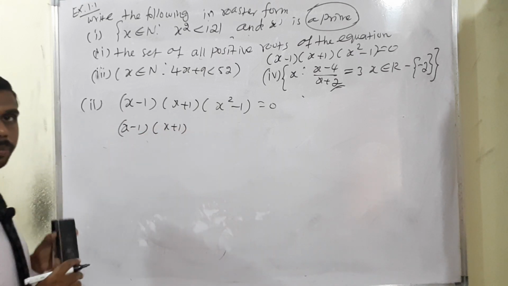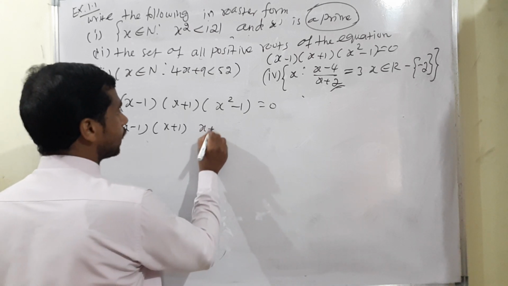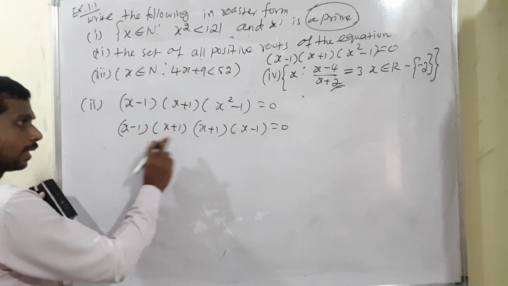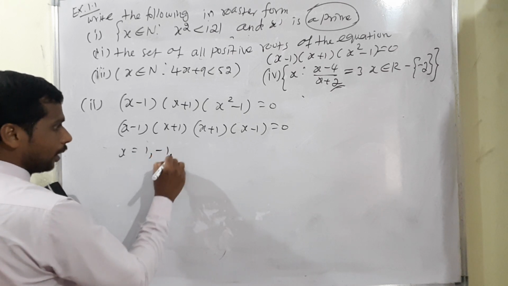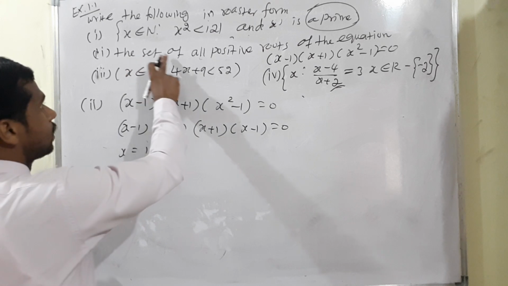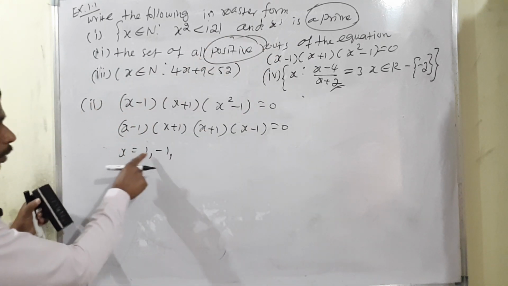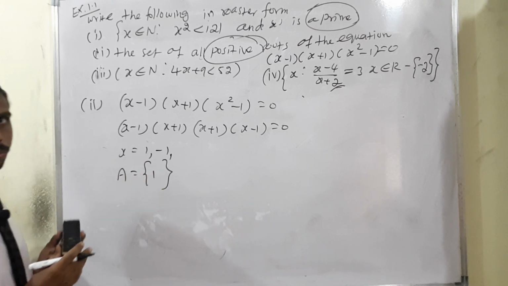The second term is in the form a squared minus b squared, which is a plus b into a minus b. Again, consider x plus 1 into x minus 1 is equal to 0. Taking each factor separately, the answer will definitely be 1 comma minus 1. Again 1 comma minus 1 will come. But the condition is the set of all positive roots only. So among the positive roots, the only one is 1, and minus 1 is not positive. Therefore the answer will be a set of only 1.